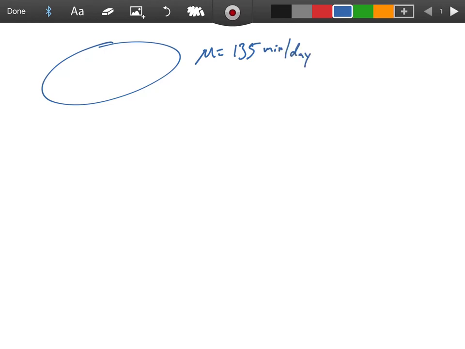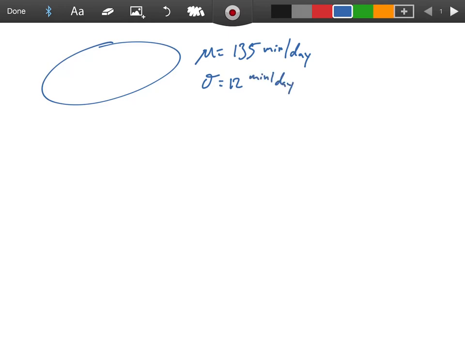Okay. So to start off, let's say here's our population, and we know that for this population, and this number I actually looked up, on average in the United States, we spend 135 minutes per day on social media of one form or another. And then the standard deviation for that, I couldn't find an exact value for, so I just made up a number. Let's say the standard deviation is 12 minutes per day.